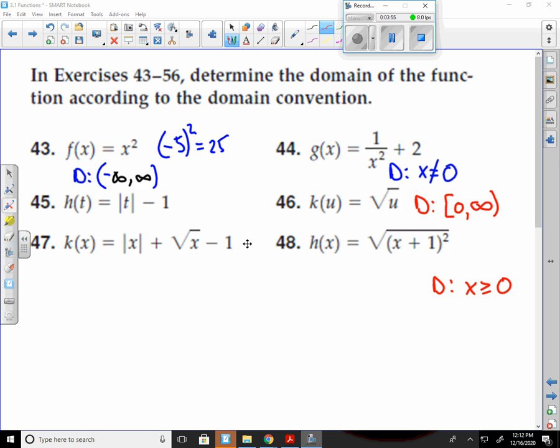All right. Looking at number 48 now. This one has the square root, so we automatically think it can't be what? Well, we can't take the square root of a 0. What can't we take the square root of? Correct. We can't take the square root of a negative. So because we can't take the square root of a negative, that means that we think we automatically have a domain that's restricted where x has to be greater than or equal to 0.